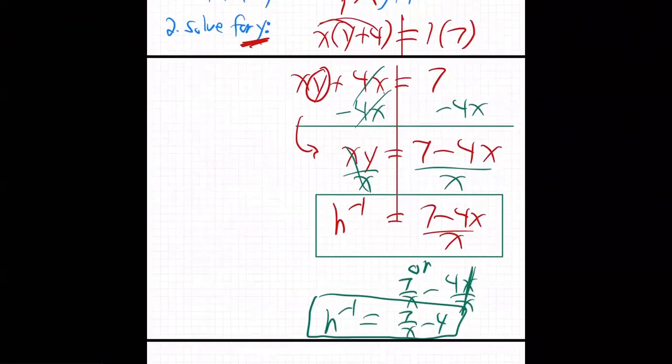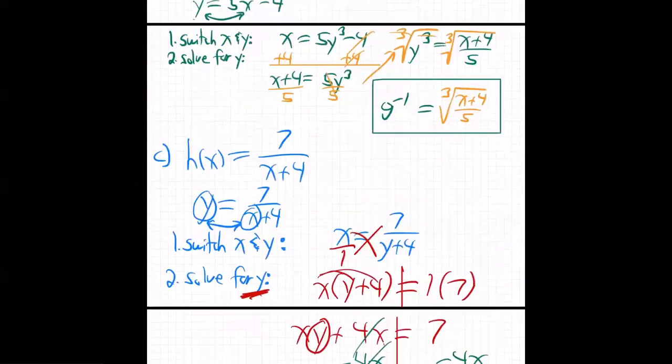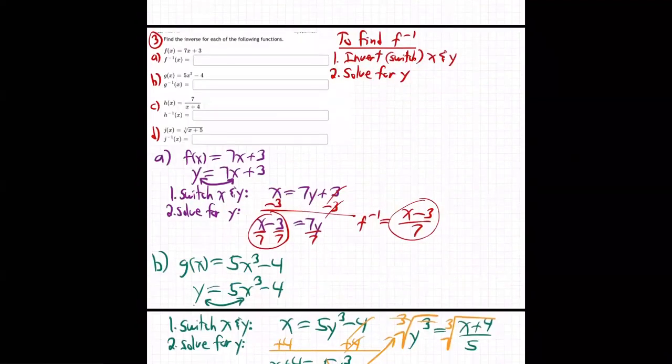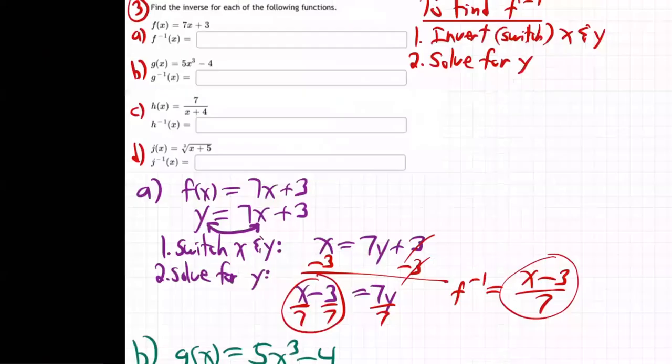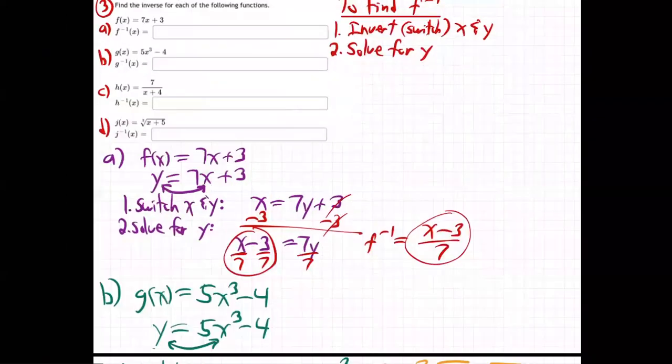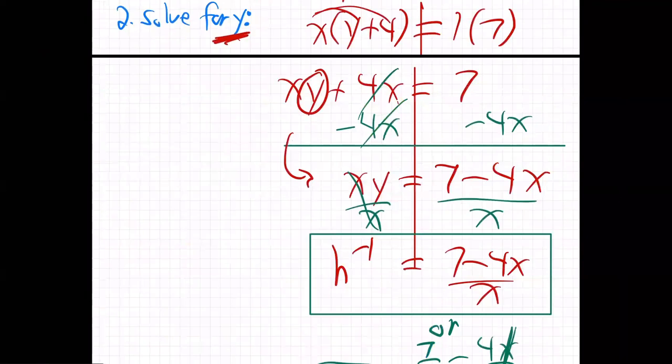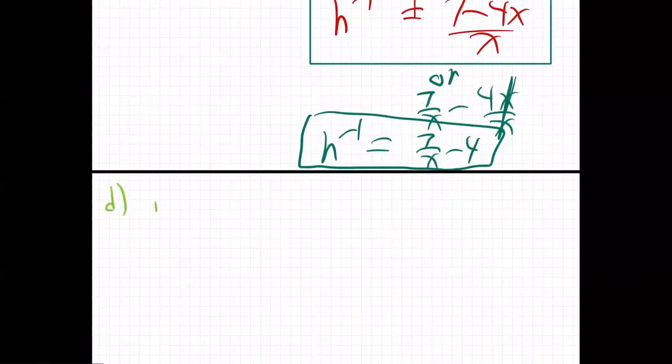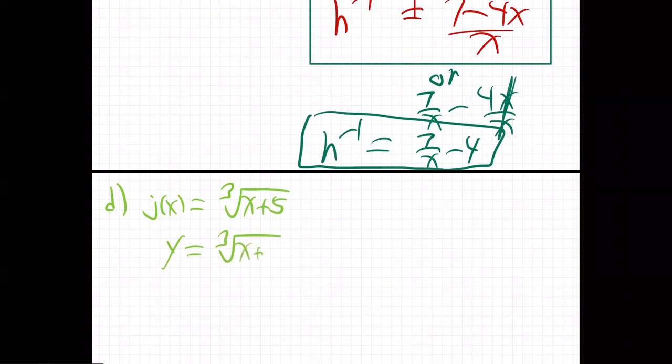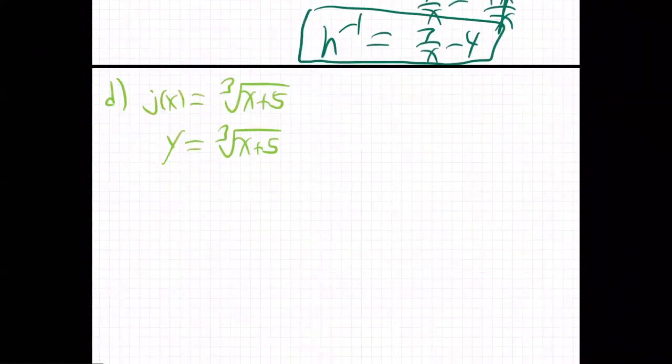All right, and now we have one more part to go, don't we? Finally, part D, J of X. And so let's do it. J of X is, what is it? It's the cube root of X plus 5. Coming on down here. D. Cube root of X plus 5. Okay, so that's Y, right? The function letters are the Y by common agreement. And we want to find the inverse.